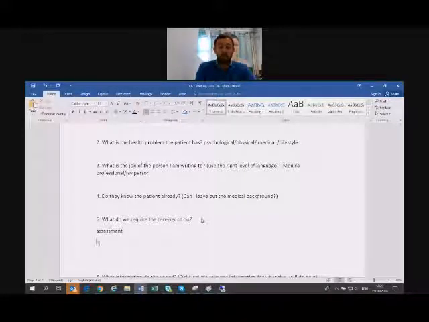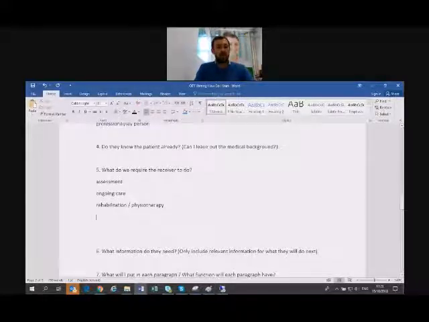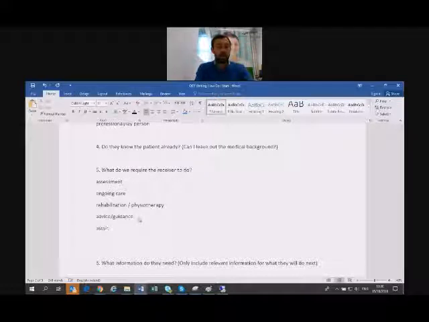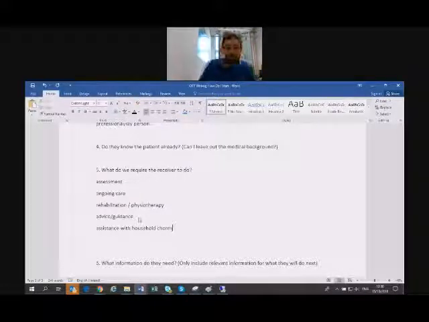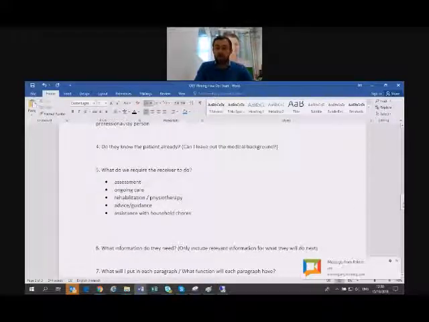So we've got assessments. We've got ongoing care. We've got rehabilitation and physiotherapy. Any other things that you think could be advice or guidance required? Could be assistance with household chores. Because lots of these patients are elderly, aren't they? Don't we see? These are also important for us. We need to be aware of where they're going.